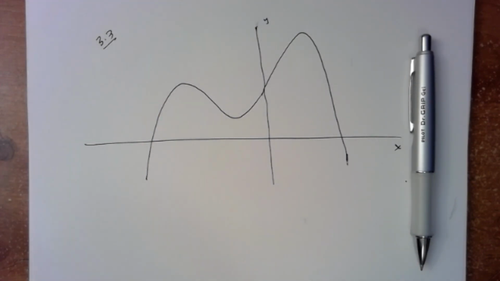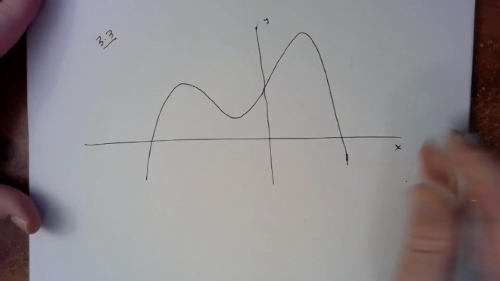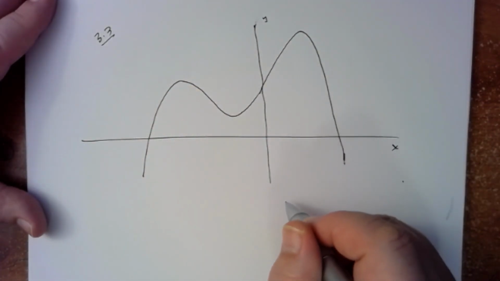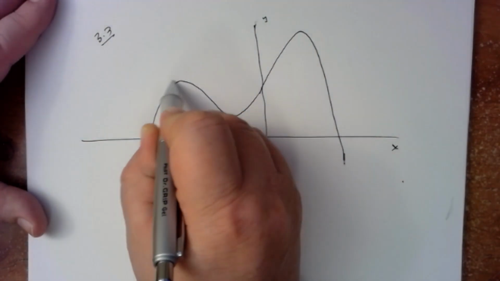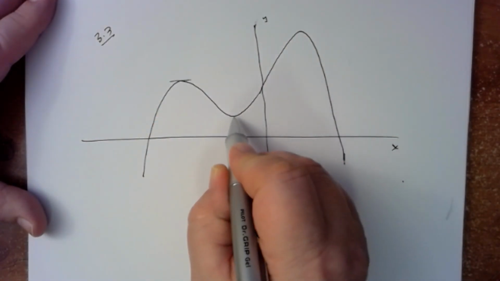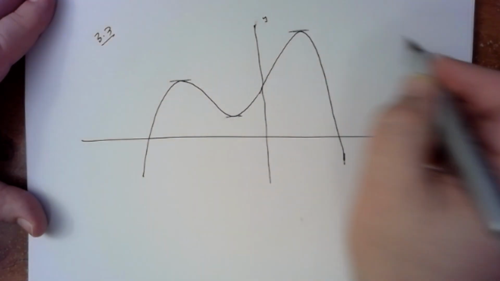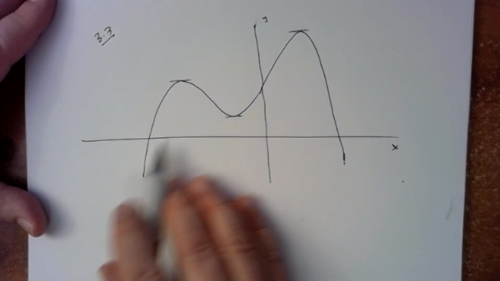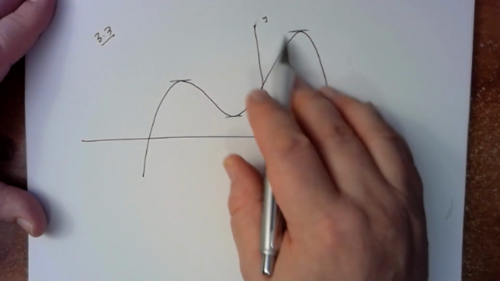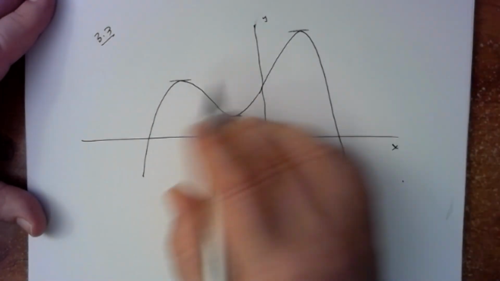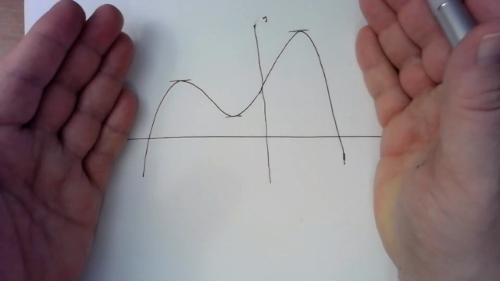Alright, so this is going to be section 3.3, and it's about global maxes and mins, or absolute maxes and mins. On this graph here, we've seen a graph similar to that before. We have a local max there, a local min there, and a local max here. Those are all local to each other, but when we want to find the global max or min, that means you have to take the whole picture into account.